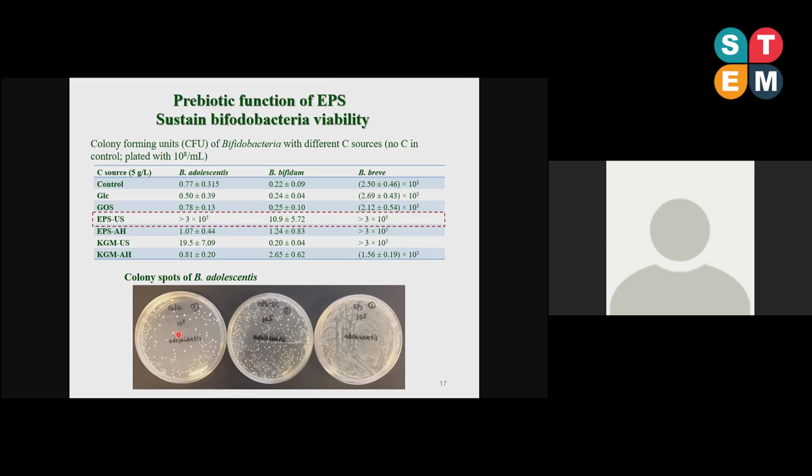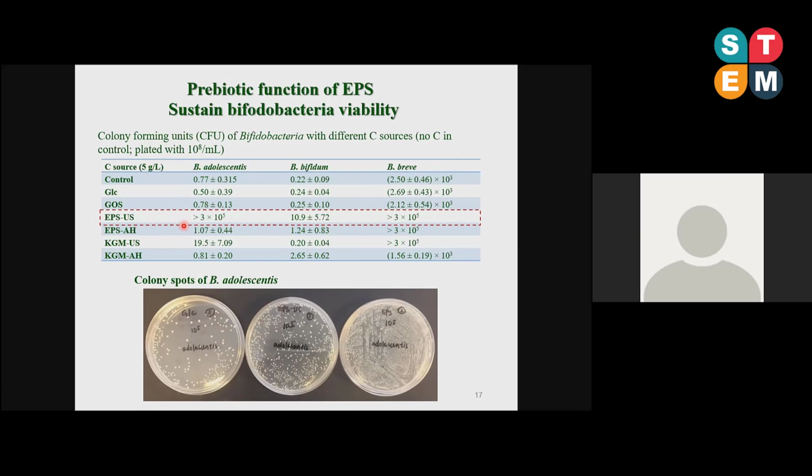After 24 hours, you can see that the bacteria previously grown in the glucose medium had very few colonies and a very low viability. But with EPS, the viability was significantly higher. So this showed that the EPS had a strong protective effect on the bifidobacteria in the culture. KGM also had a protective effect, but the EPS is much stronger.